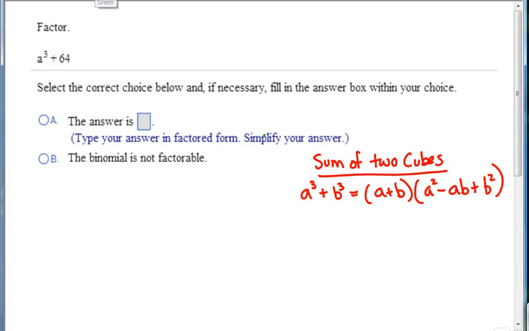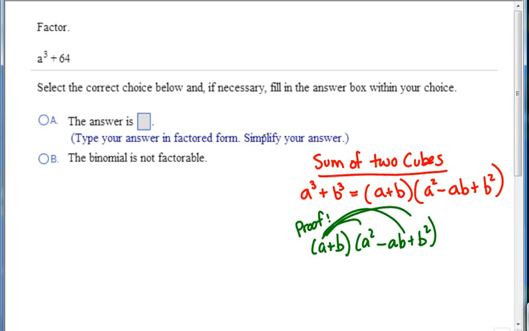So what I'm going to do is I'm just going to multiply this out. I'm just going to try it. So if I multiply this right side out, let's see if I really get the right side. So I'm going to take the a and I'm going to multiply it by every term. So the first one would be a cubed. That looks good. And then the a with the middle term would be minus a squared b. And the a with the last term would be plus ab squared.